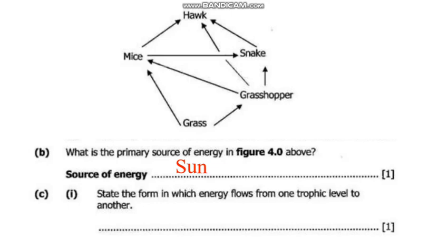So the form in which the energy will be flowing now in the trophic levels from one trophic level to the other trophic level is through chemical energy. So that will be our answer. So we have answered this question C1. We now come to our question C2.